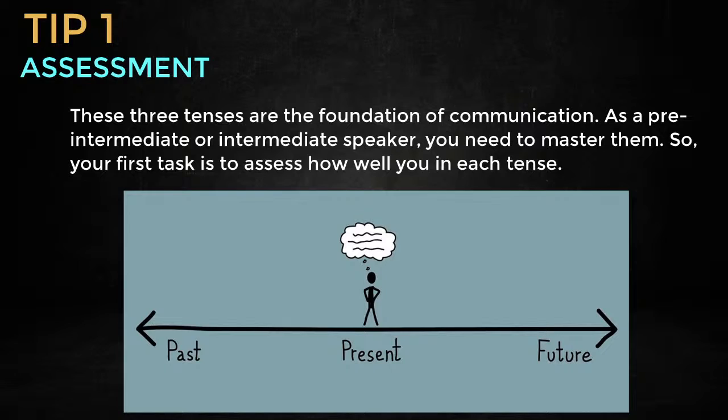These three tenses are the foundation of communication, okay? The basic tenses: past, present, and future. Past, present, future. The simple present, the simple past, the simple future. At a pre-intermediate or intermediate level, this needs to be a done deal. I'm good, okay? As teachers, that's what we aim at.